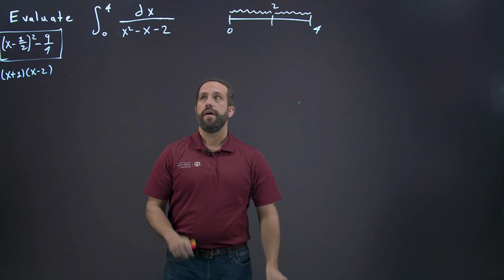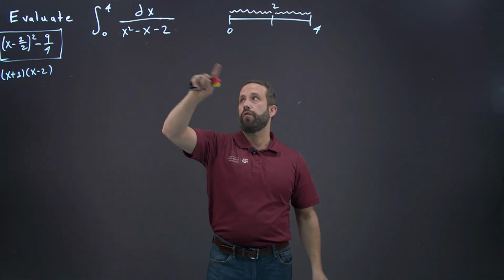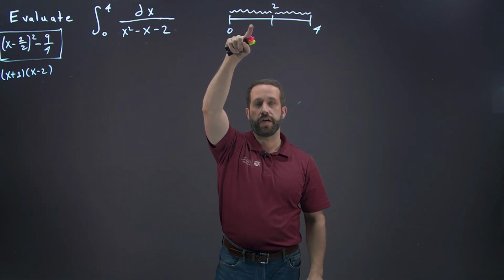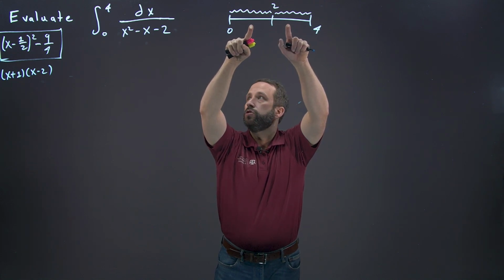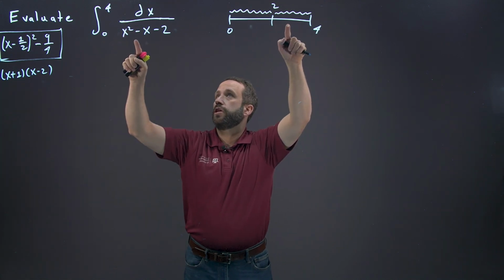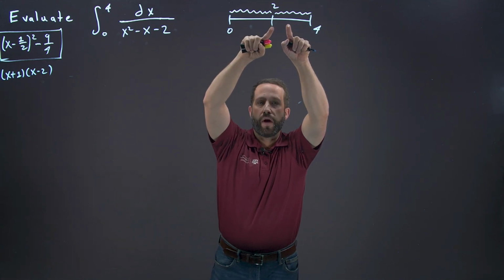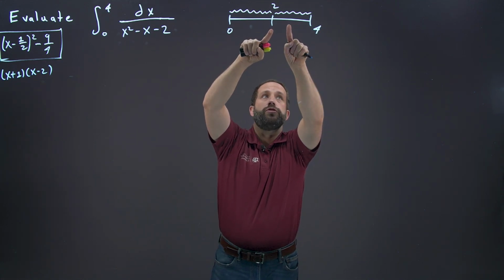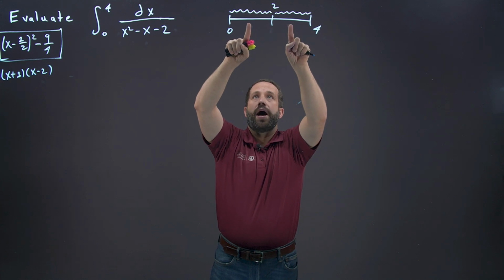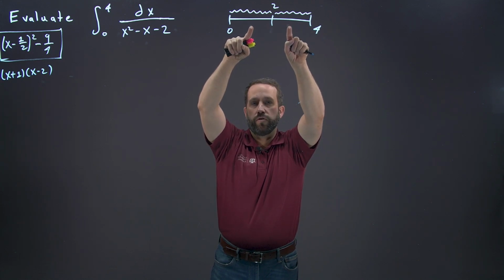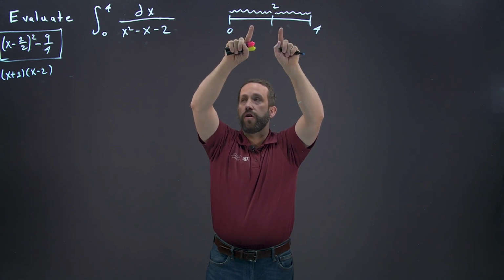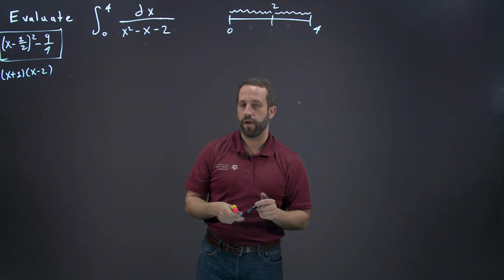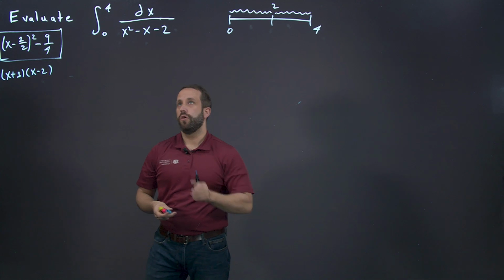And so let me just point out that for this integral to converge, the integral from 0 to 2 has to converge, and the integral from 2 to 4 has to converge. So I have to determine if these two integrals converge independently of one another. If just one of them fails to converge, then overall this integral will fail to converge.